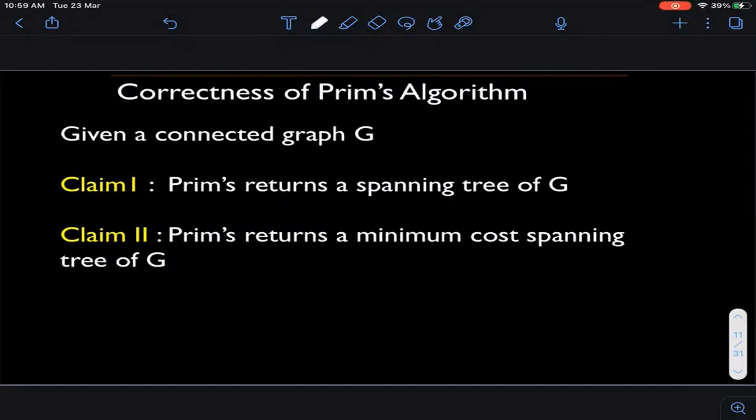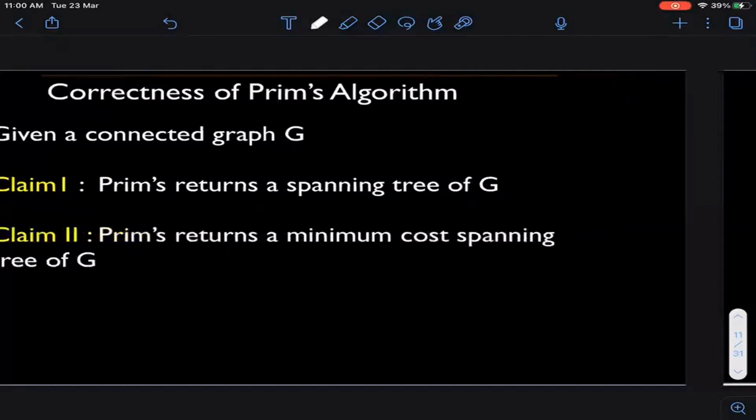And the second claim, which is probably more crucial in some sense, is that, okay, it returns a spanning tree, but what is the guarantee that it actually returns the minimum spanning tree of your graph? Remember, I am assuming that the edge costs are distinct, so there is a unique minimum spanning tree, but in general, Prim's will return one of the MSTs of your graph. So we will do this proof in two parts. Let's go ahead with the first claim.